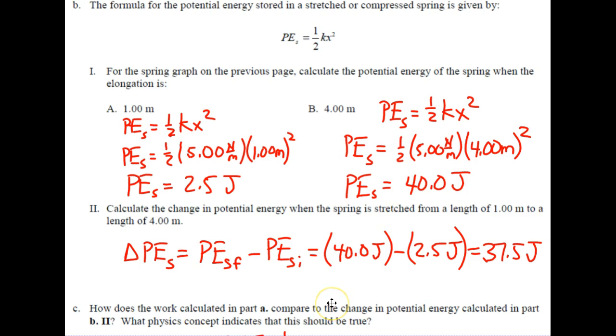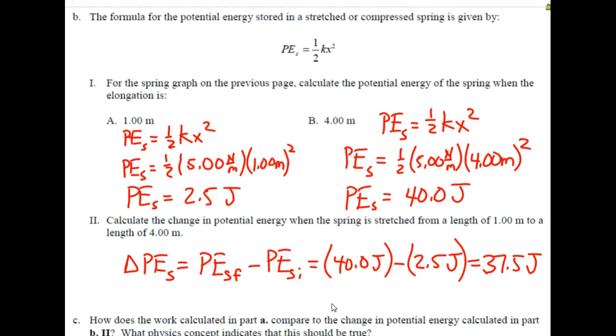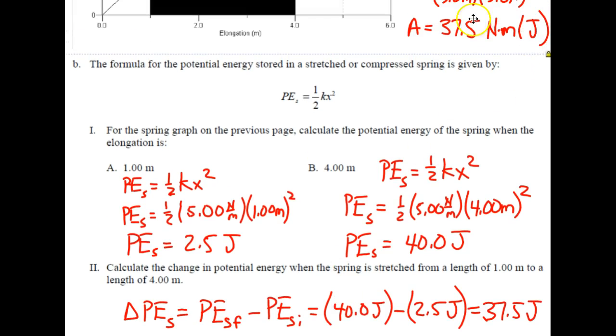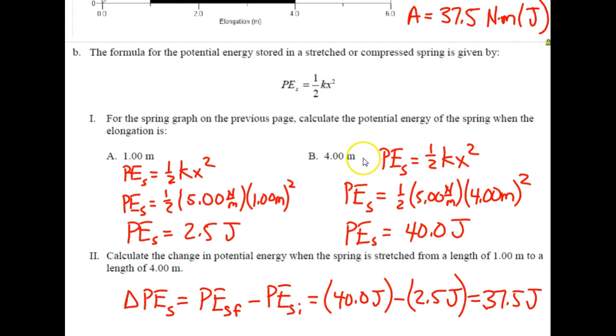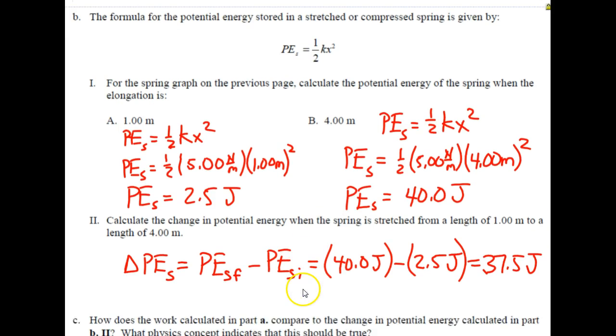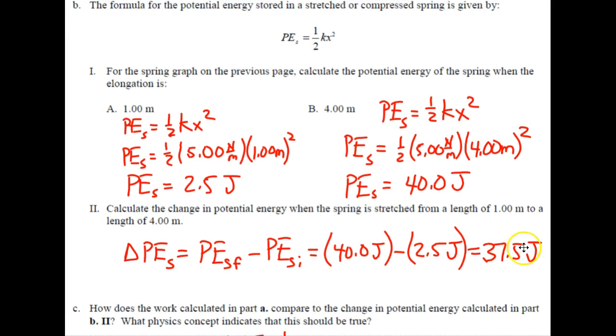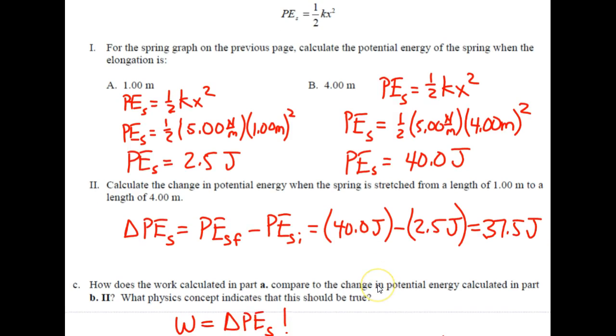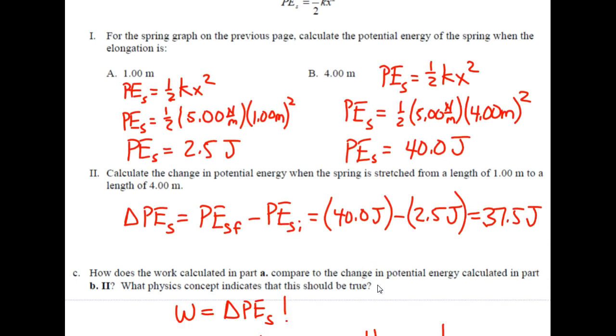And lastly, part C asks, how does the work calculated in part A compare to the change in potential energy calculated in part B2? Well, going back up here, our work from our area was 37.5 joules. Our change in elastic potential energy is 37.5 joules. So our work done is equal to the change in elastic potential energy. What physics concept indicates that this should be true?